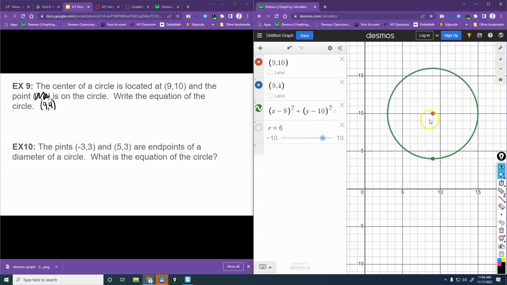Because this is vertical, I could also just count the radius. 1, 2, 3, 4, 5, 6. So our circle equation is just x minus 9 squared plus y minus 10 squared, and that is going to equal the radius squared, which is 6 squared, which is 36. So you can write this: x minus 9 squared plus y minus 10 squared equals 36.